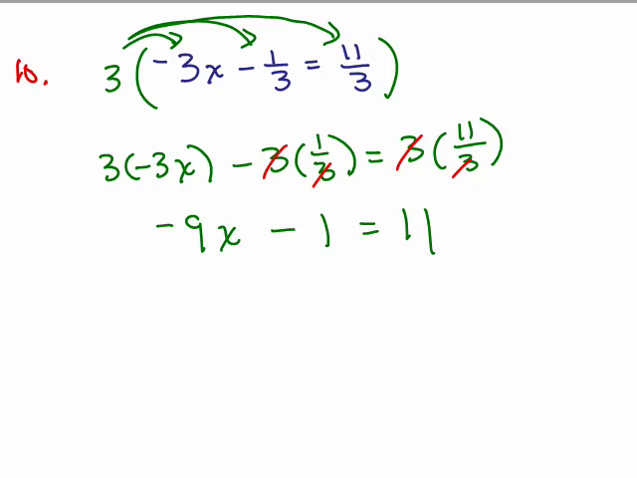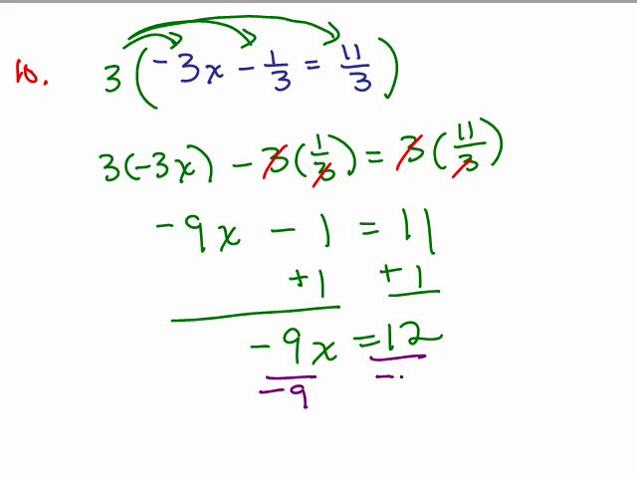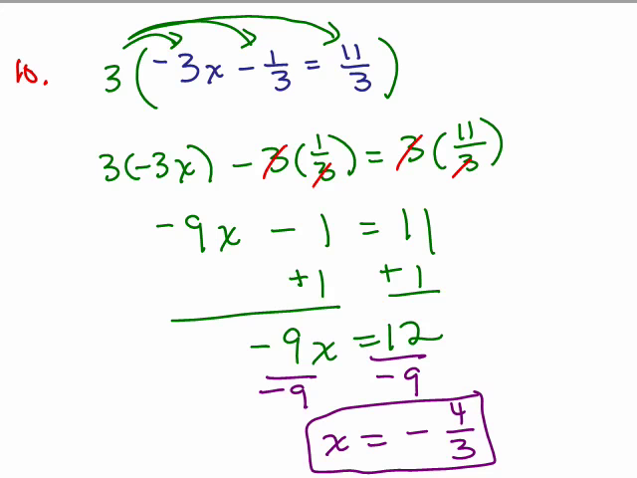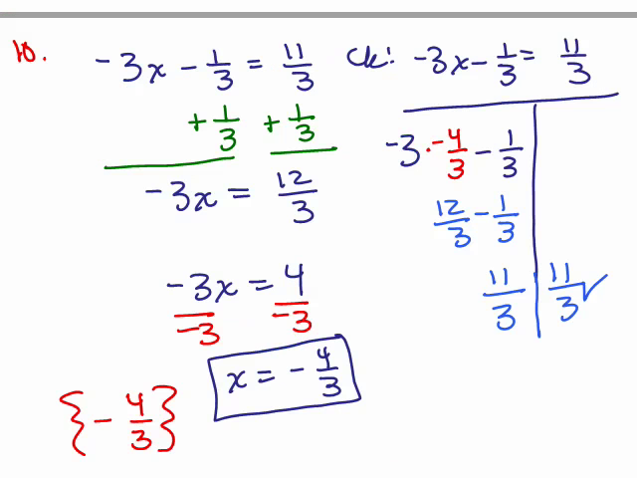So then we would add 1 to both sides and get negative 9x equals 12. Divide both sides by negative 9 and reduce that. So 3 goes into both numbers, you get negative 4/3. That's the same answer we got doing number 10 the other way. This was how we did number 10 the first way, where we just didn't multiply by the least common denominator, and we still got x equals negative 4/3. So a couple different options at least for doing the problems with fractions.